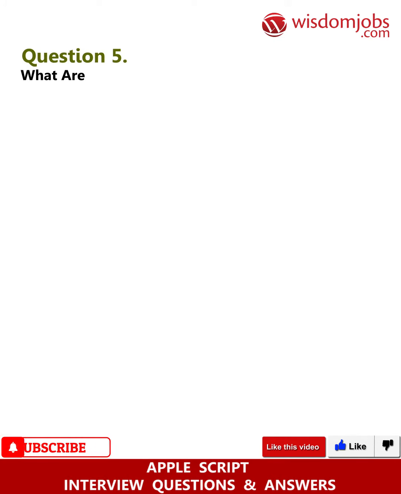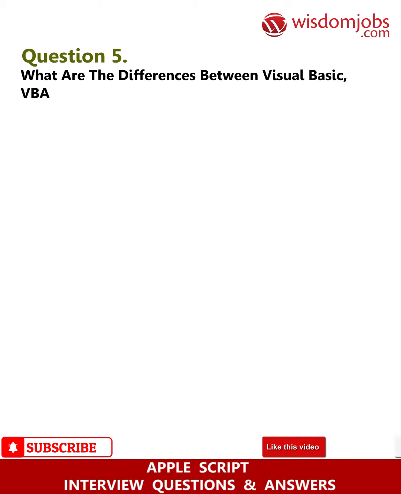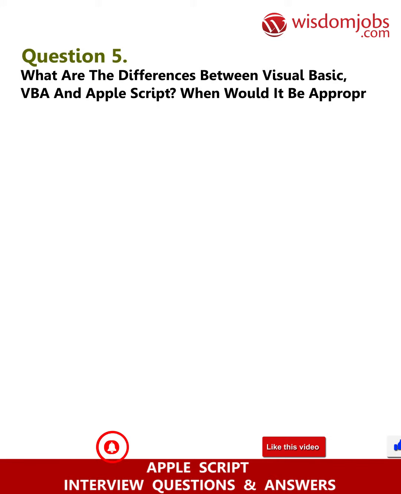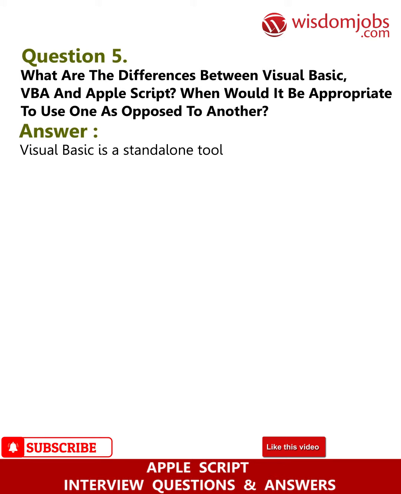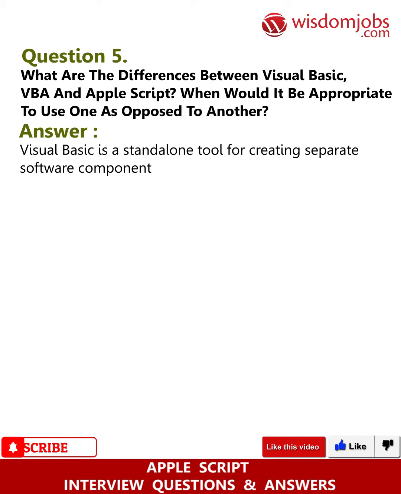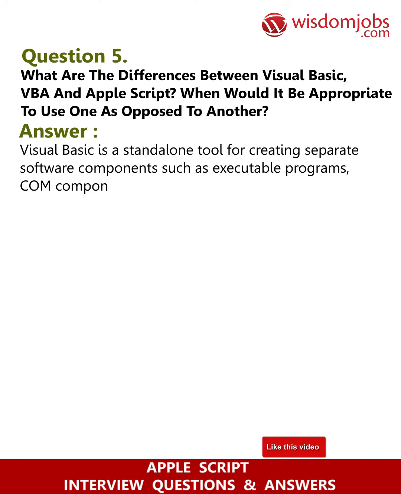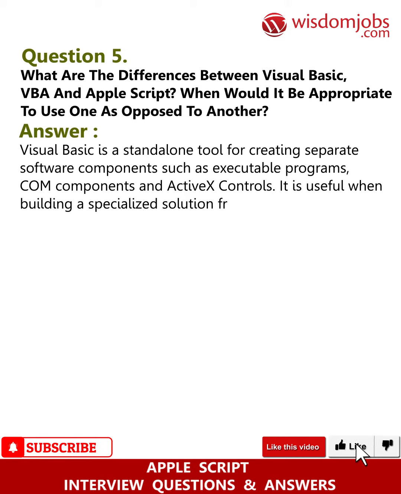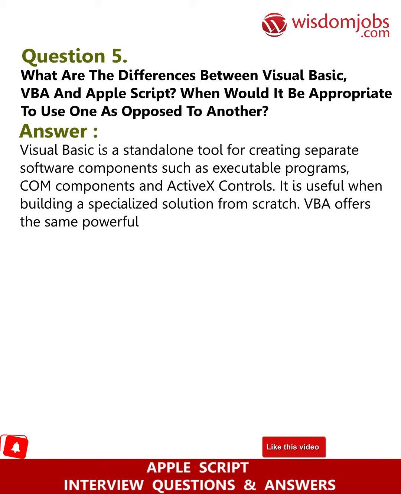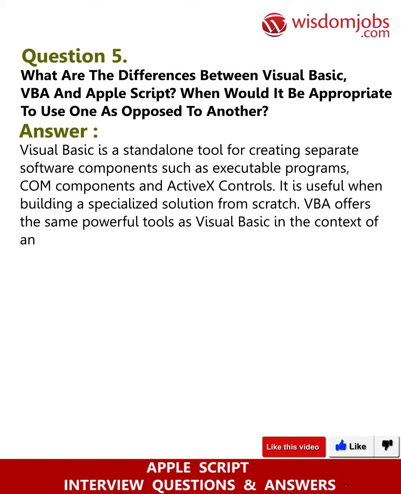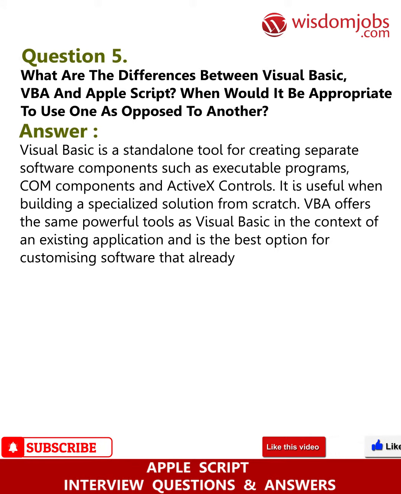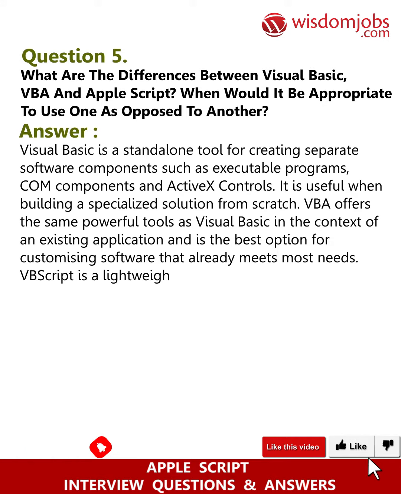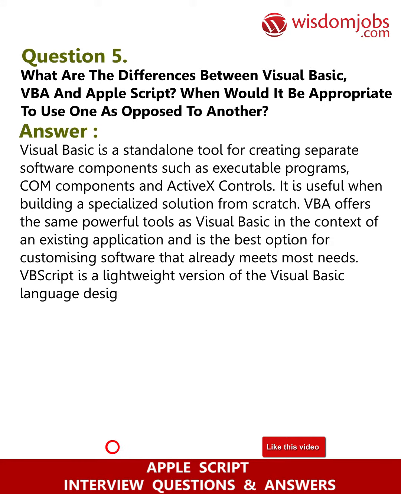Question 5. What are the differences between Visual Basic, VBA and AppleScript? When would it be appropriate to use one as opposed to another? Answer. Visual Basic is a standalone tool for creating separate software components such as executable programs, COM components and ActiveX controls. It is useful when building a specialized solution from scratch. VBA offers the same powerful tools as Visual Basic in the context of an existing application and is the best option for customizing software that already meets most needs. VBScript is a lightweight version of the Visual Basic language designed.